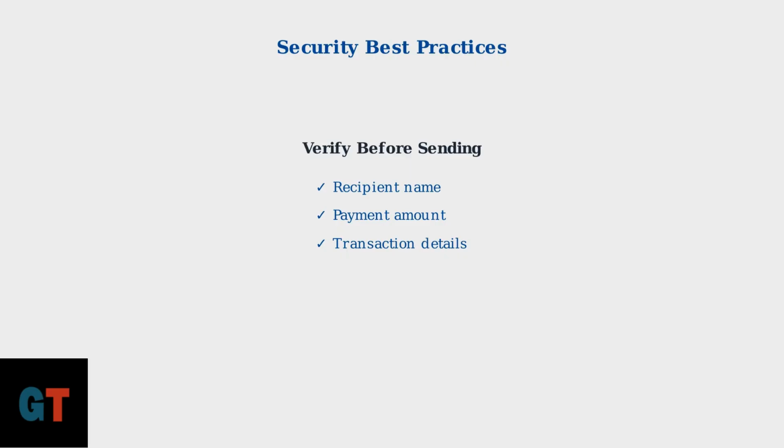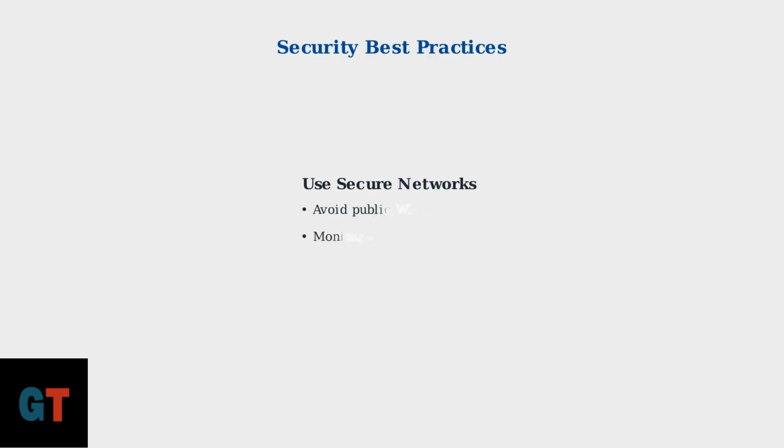Double-check names, amounts, and payment details to ensure accuracy. Use secure networks for all transactions. Avoid public Wi-Fi when possible, and regularly monitor your account activity for any unauthorized transactions. By following these limits, security features, and best practices, you can confidently use Bank of America's Zelle QR Code feature for fast, secure digital payments.